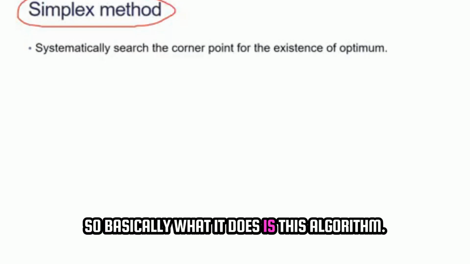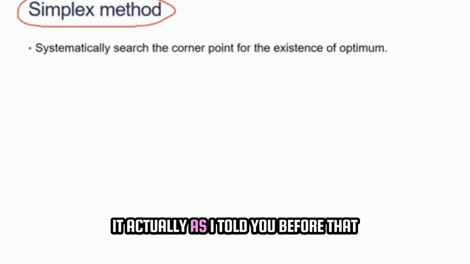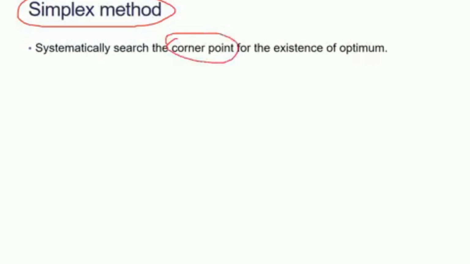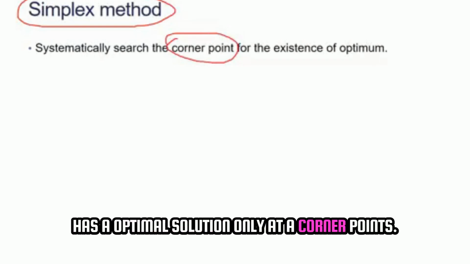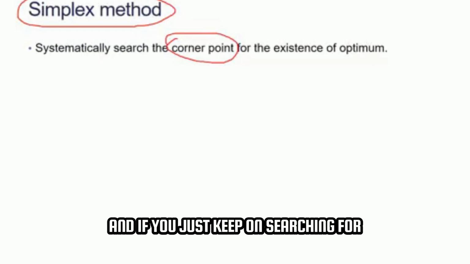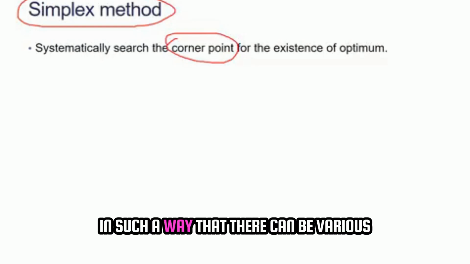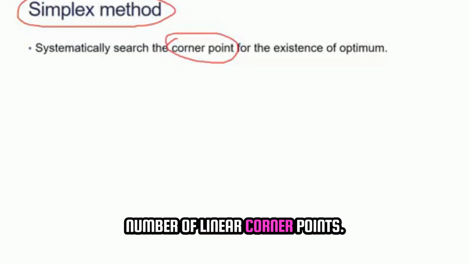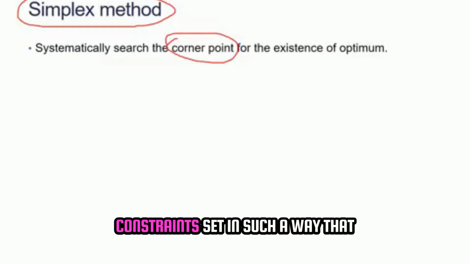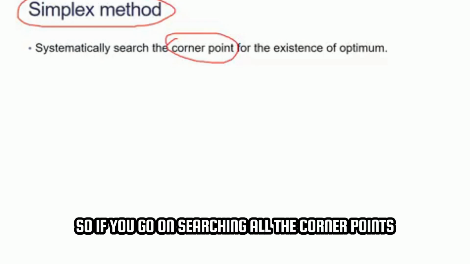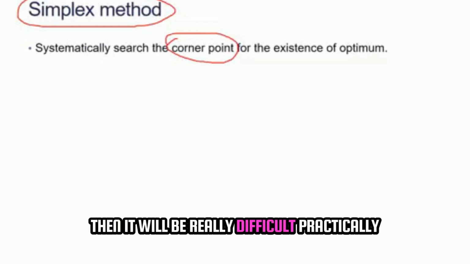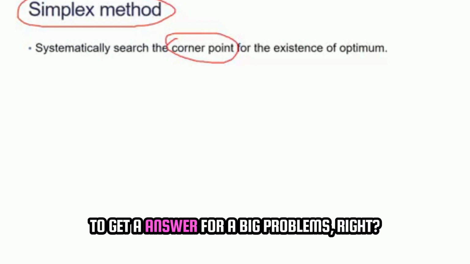So basically, what this algorithm does is, as I told you before, a linear programming problem has an optimal solution only at a corner point. If you keep looking for all the corner points, and a problem is defined in such a way that there can be a huge number of corner points, with many variables and many constraints, then it will be really difficult practically to get an answer for big problems, right?